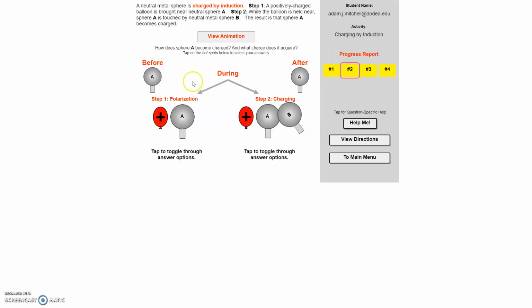So now if we go back to the question, it says, a neutral metal sphere is charged by induction. Step 1, a positively charged balloon is brought near the neutral metal sphere A. That's this. 2, while the balloon is held near the sphere, A is touched by the neutral metal sphere B. The result is that sphere A becomes charged. So we have to try and figure out what is going on with the charges in these objects during this process.